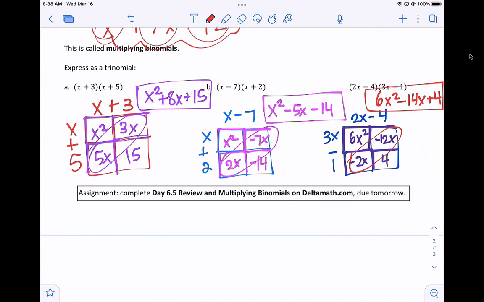So our assignment today, we're going to review the stuff from yesterday, the factoring, by using a diamond problem, and then we're going to add some multiplying binomials, and there's some review of what's the vertex of the quadratic as well. So you're going to log on to Delta Math and complete that for tomorrow.